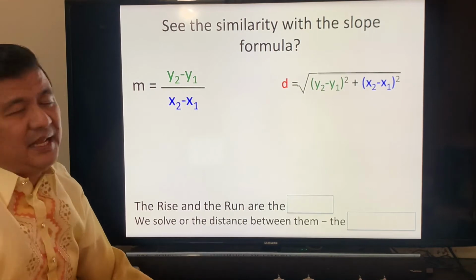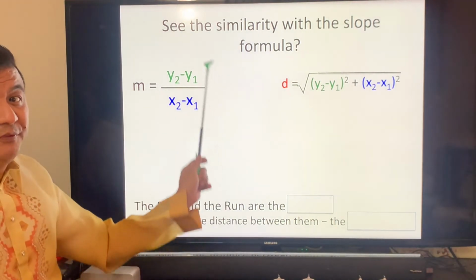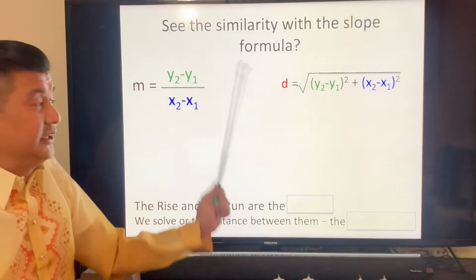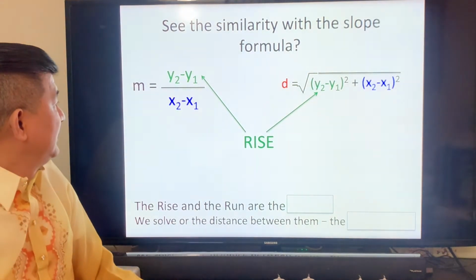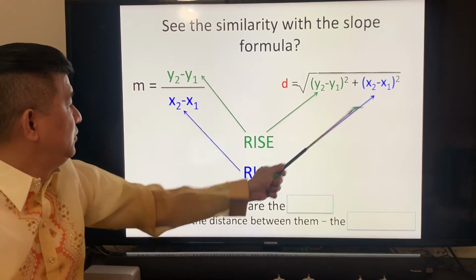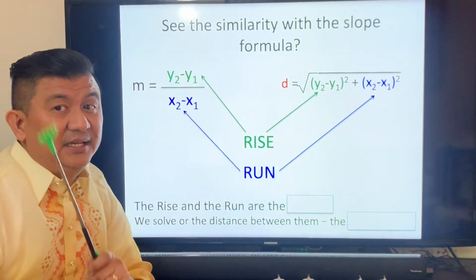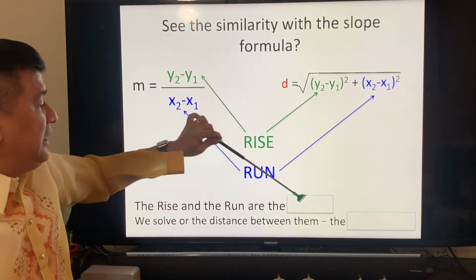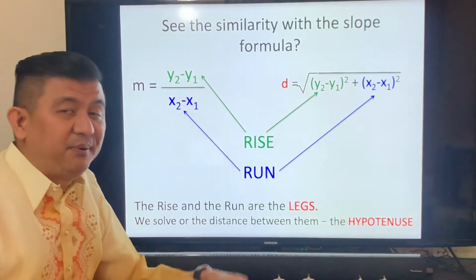Now, did you see the similarity between the slope formula and the distance formula? Remember doing this before? How come you need to subtract the y coordinates? Because those y coordinates are the rise. And when you subtract x2 minus x1, this will be the run. The rise and the run also represent the legs of your right triangle. So the rise and the run are the legs. We solve for the distance between them, and that is the hypotenuse.